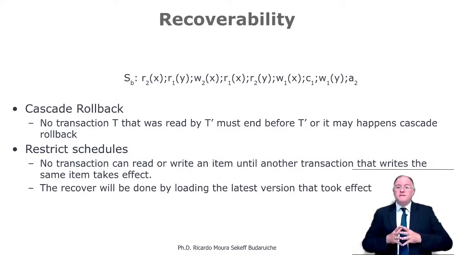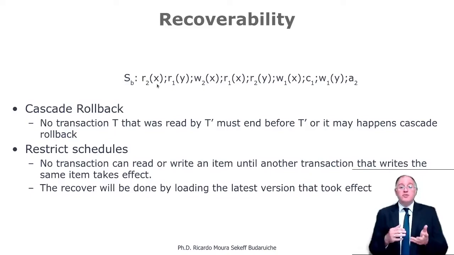Another problem that frequently occurs is when a transaction that we call T1 reads an item that was written by another transaction T2, you can see here, and it ends before the transaction T2, as shown in the schedule SB on the screen. In this case, if T2 aborts, it means that the value written by T2 and read by T1 is wrong and must be rolled back.